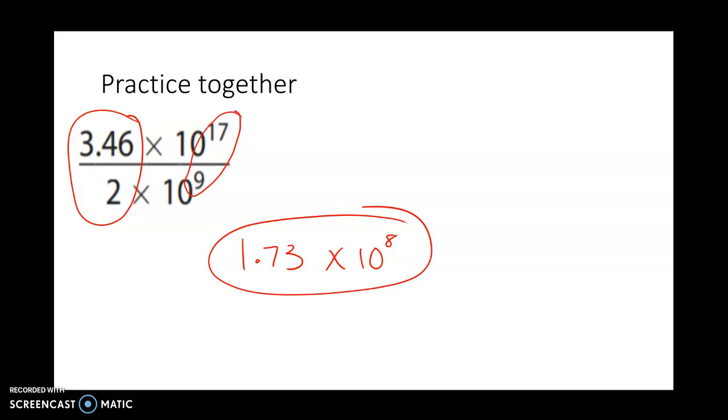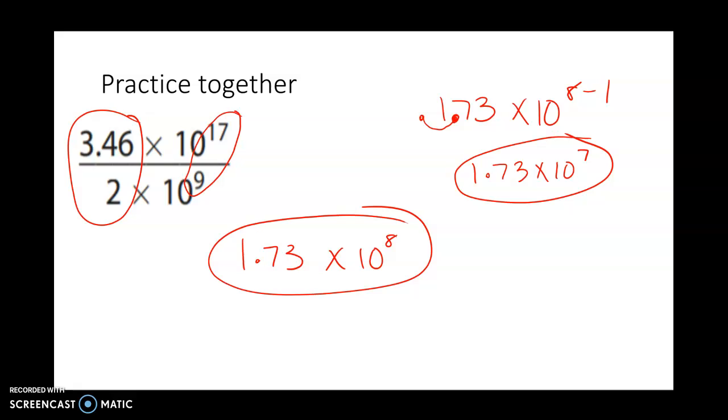What happens if my answer, maybe it wasn't 1.73. What if my answer was 17.3? Oh, no, that's not what I wanted. I want the other way. 0.173 times 10 to the 8th. What would I have to do? Right, I'd have to move that decimal this way, but when I move the decimal that way, I'm making a smaller number bigger, and in order to move it back later, I have to actually subtract, where you're not going to go as far. So it is going to be 1.73 times 10 to the negative 1 to the 7th.